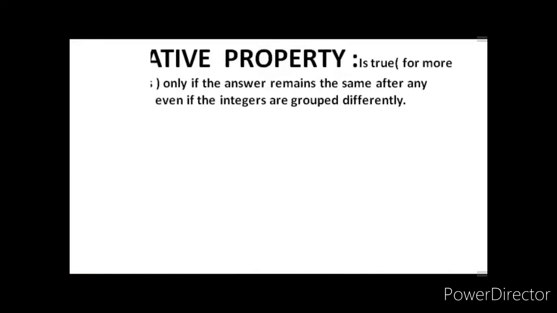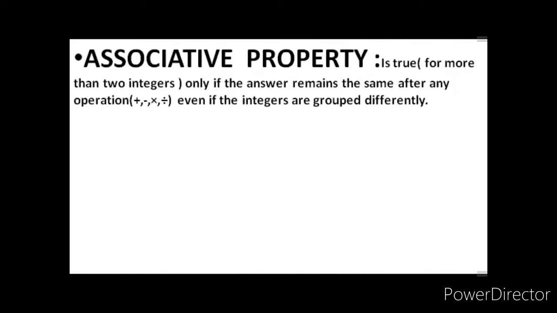What is associative property? Associative property is true for more than two integers only if the answer remains the same after any operation, that is, addition, subtraction, multiplication or division, even if the integers are grouped differently. For addition, the answer remains the same even after the integers are grouped differently.